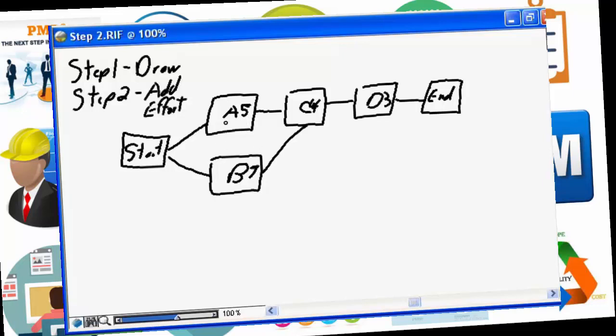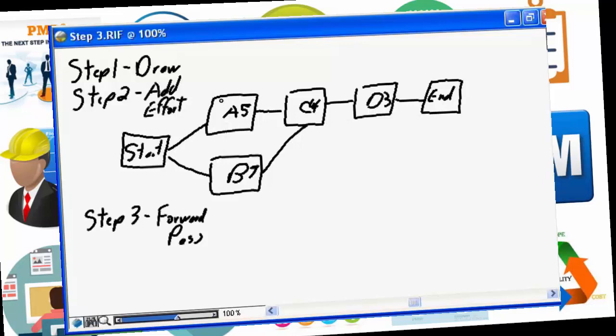Ignoring that again, total effort, 100% availability, 100% dedication, 5 days, 7 days, 4 days, and 3 days to get the project completed. And again, this is assuming resource availability, that we don't have resource conflicts across A and B. We're defining the principles of how to create a network diagram.